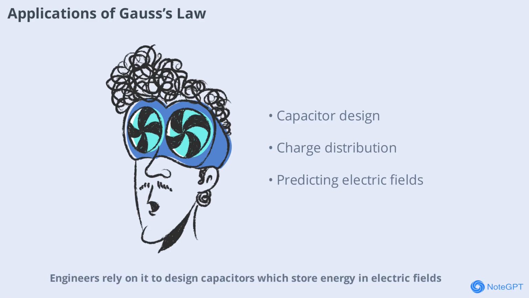Gauss's law isn't just theoretical, it's used in practical applications every day. Engineers rely on it to design capacitors, which store energy in electric fields. It's also vital in understanding how charges distribute themselves on conductors, influencing everything from lightning rods to electronic circuits. By simplifying complex problems, Gauss's law allows us to predict electric field behavior in a wide range of technologies.